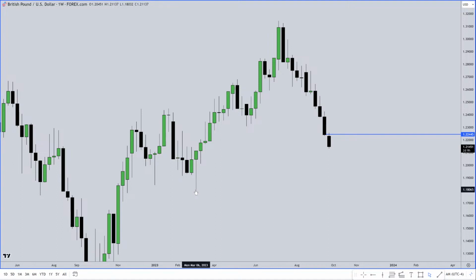If we see an acceleration to the dollar rallying, I think that we'll see very large down close candles, large range expansion days on cable, and we would be looking for this low down here. There really isn't any inefficiency apart from what we're trading in right now. And I'll show you what I mean by that.